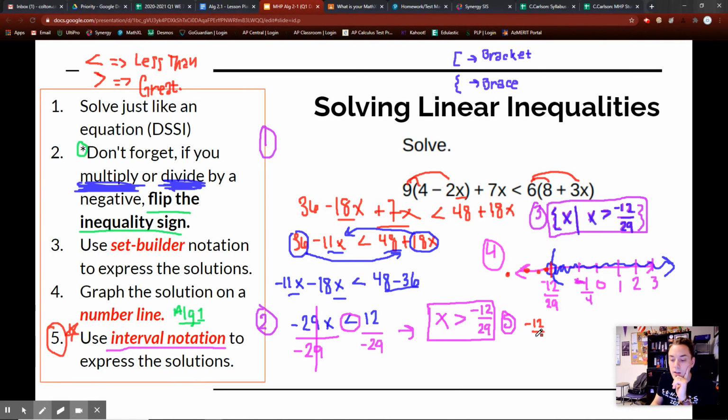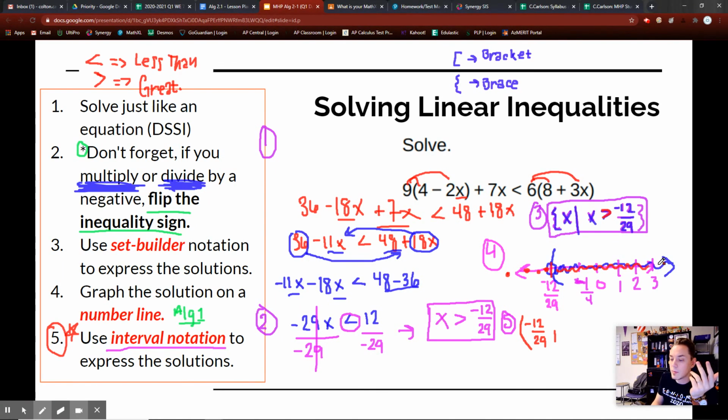What is that number? -12 all over 29. Is it less than, or greater than or equal to, or is it just greater than? Your answer should be just greater than, which means I'm going to use what we call a parenthesis to signify that it is not equal to. It's not included. I'm going to explain that in a bit. We're going to put a comma here, which literally means going to. I'm teaching you the language of the math. And where does this head towards?